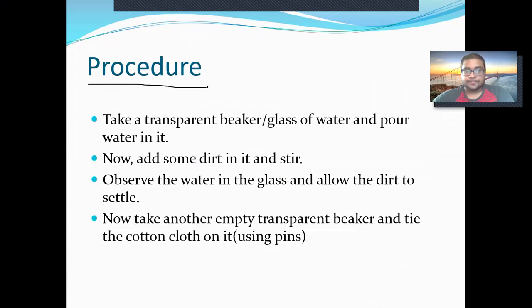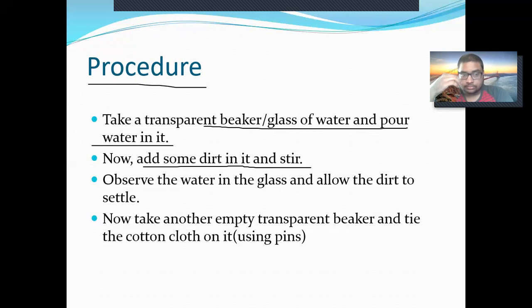Now the procedure. Take a transparent beaker or glass and pour water in it. Now add some dirt in it and stir it with the help of a spoon. When you add dirt in that glass of water, the water will get dirty. Observe the water in the glass and allow the dirt to settle at the bottom.